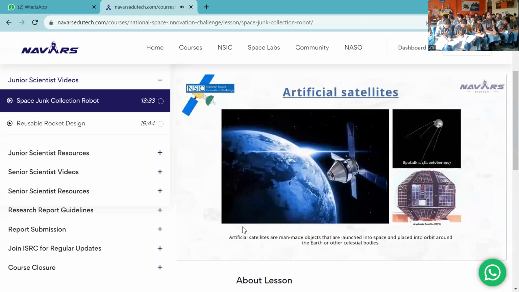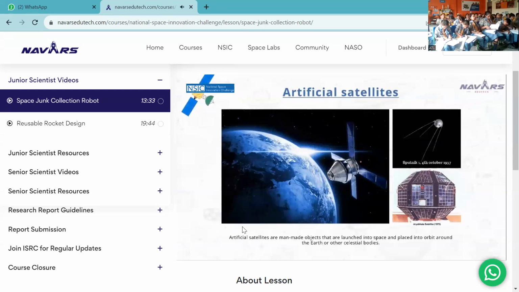Let's talk about that. Artificial satellites are launched into space using rockets. Once they reach the desired altitude, they are released into orbit. So we have different orbits also. It is not in a particular orbit that every satellite or every space robot is moving. So we have different orbits. Satellites are used for various purposes, including communication, weather forecasting, navigation, scientific research, and even spying.